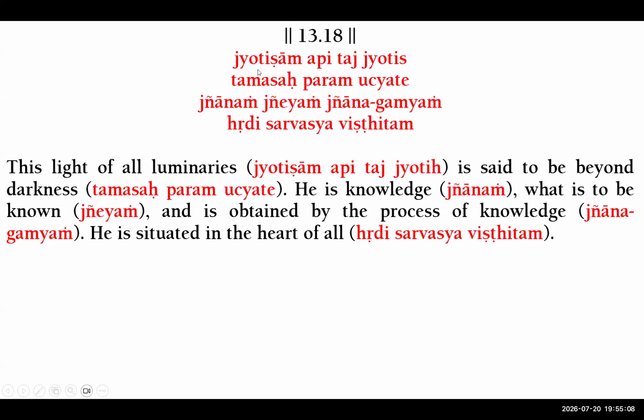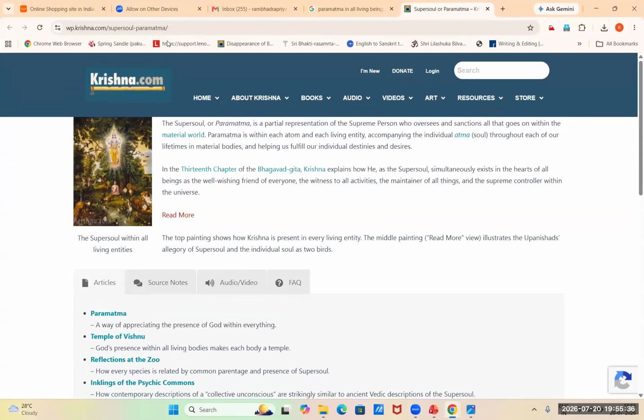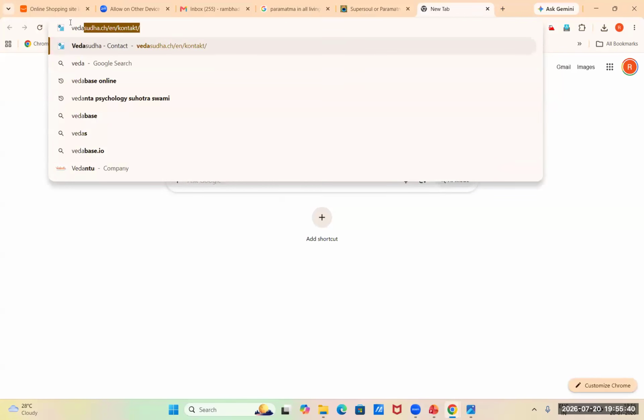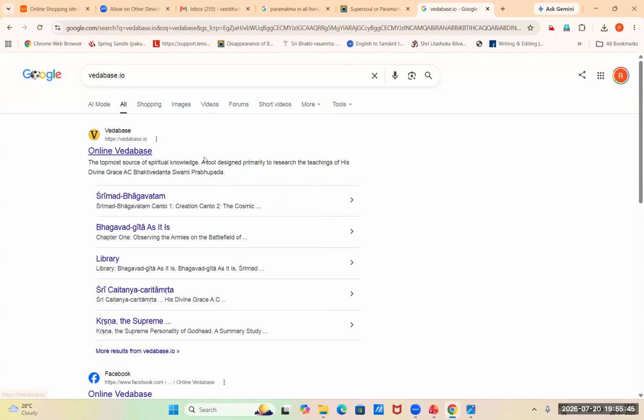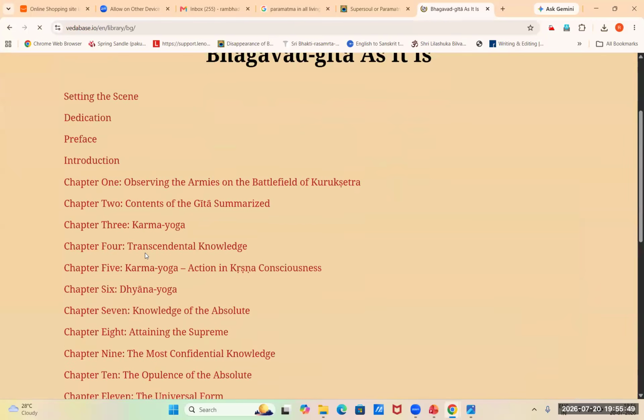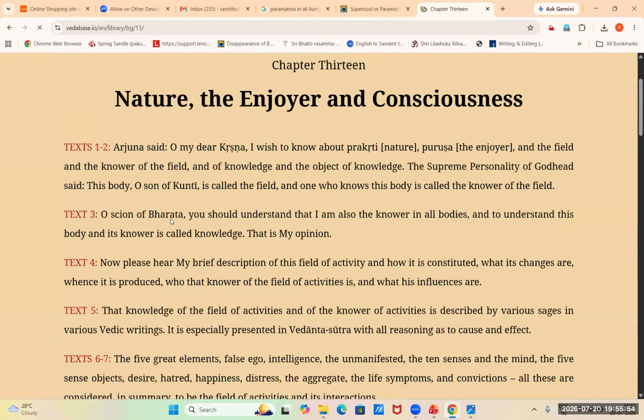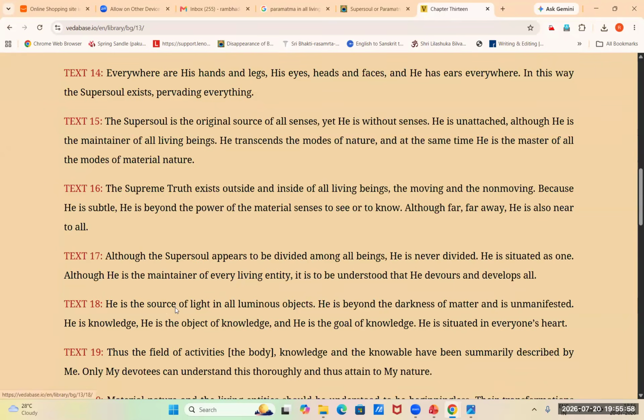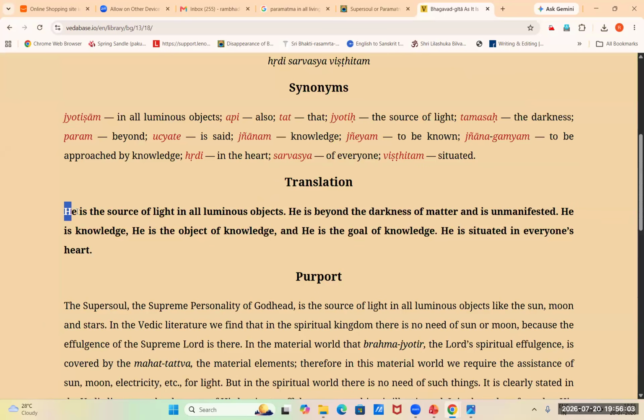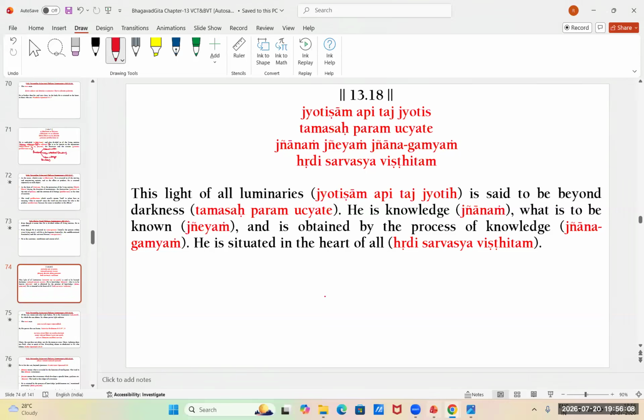Okay. Text 18. Jyotisham api taj jyotis tamasah param ucyate jnanam jneyam jnana-gamyam hridi sarvasya vishthitam. This light of all luminaries. Why has it come as this light? It should be, he is the light of all luminaries. Let's go into the Vedabase and see. He is the light. Yes, it is correct. So somehow, maybe sometimes, some typographical error must be there. So it should be, he is the light of all luminaries.